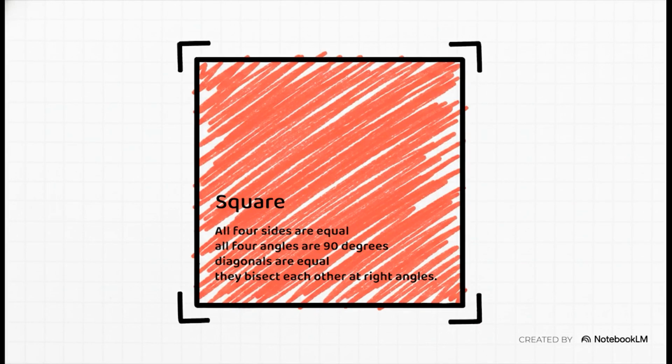And this brings us to the square, the absolute all-rounder of the quadrilateral family. Why? Because it literally combines the best of both worlds. It has four equal sides, just like a rhombus, and it has four 90-degree angles, just like a rectangle. It's the most regular, the most perfect, and the most stable of them all.